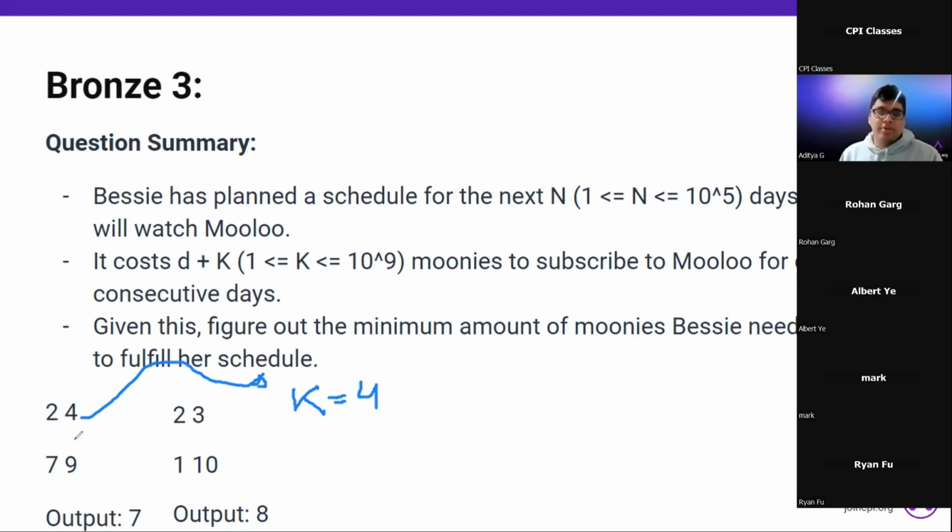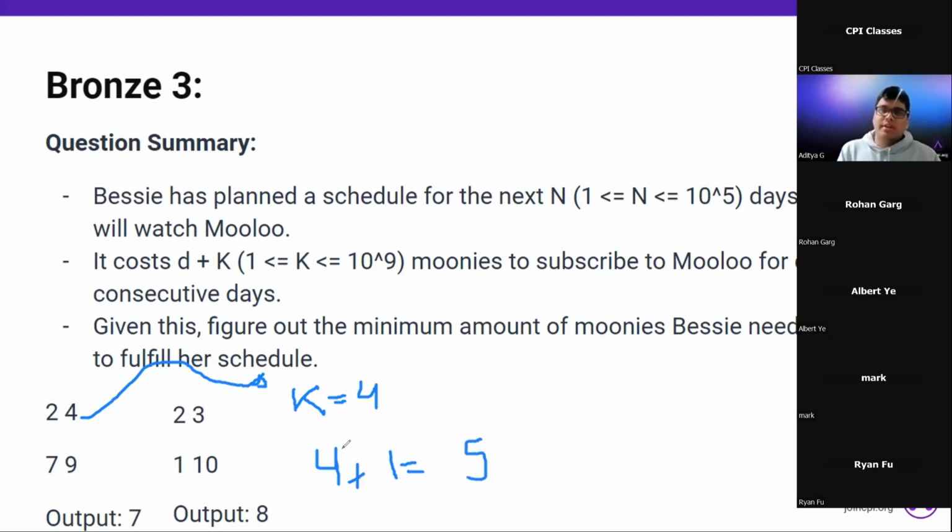The first day that Bessie's going to watch Mulu is going to be day number 7. There's no point in buying a subscription before that, because she doesn't need it, and since we're trying to minimize the cost, we won't buy that. So she buys it on day number 7. It costs her $4 because that's the K, plus $1 for the 7th day. So that's $5.